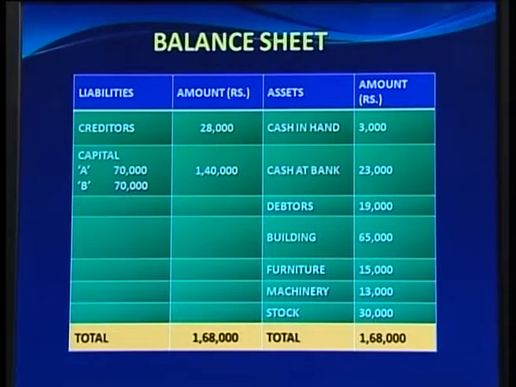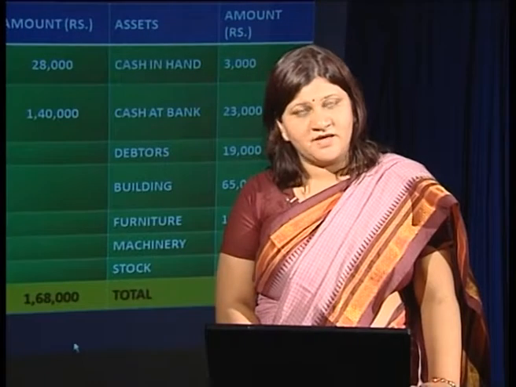The balance sheet is given to us, where we have creditors 28,000, capital of A and B given as 70,000 each, and it amounts to 1,40,000. So, the liability side's total is 1,68,000. Now, coming to the asset side, we have cash in hand 3,000, cash at bank 23,000, debtors 19,000, building 65,000, furniture 15,000, machinery 13,000 and stock 30,000. So, their aggregate is coming as 1,68,000. So, assets and liabilities totals are matching up.